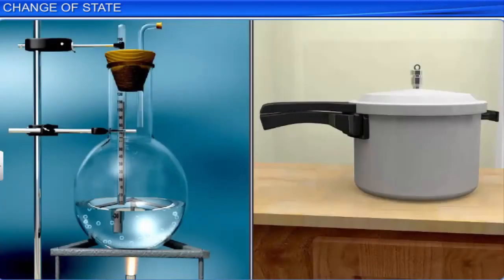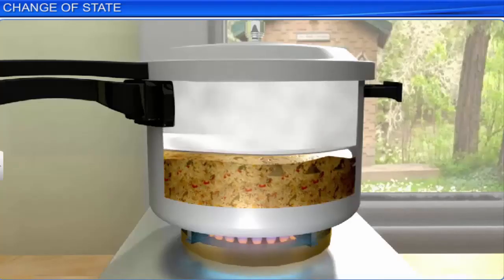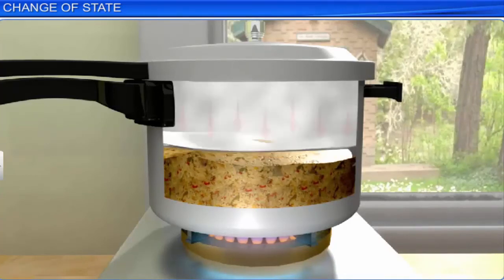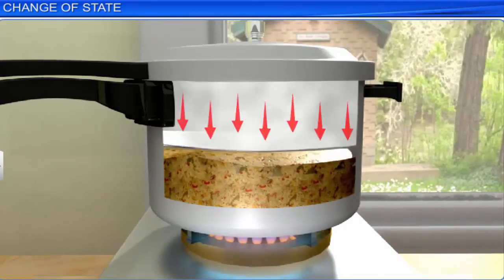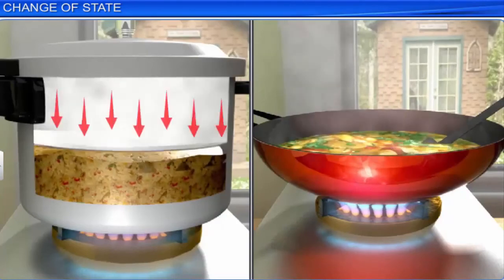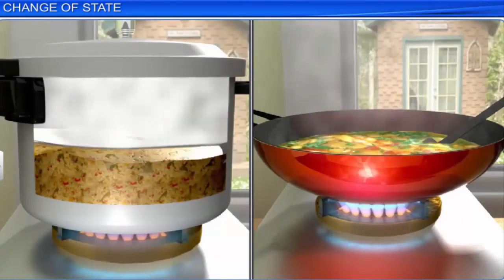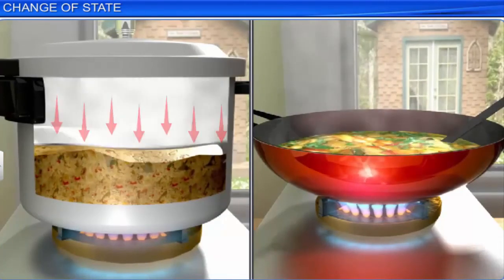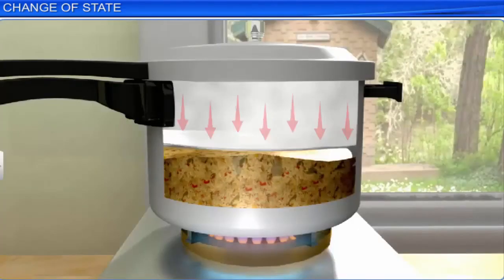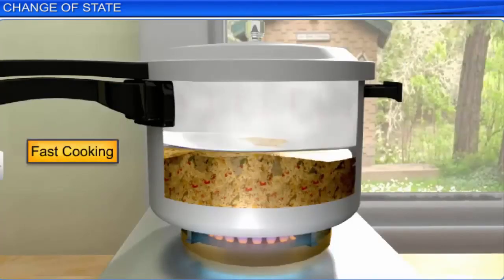A pressure cooker works on this principle. When food is cooked in a pressure cooker, the pressure that builds in the cooker increases the boiling point of water to higher than normal. And the food in the cooker is cooked at a higher temperature than if it were cooked outside. This makes cooking quicker and cost-effective.